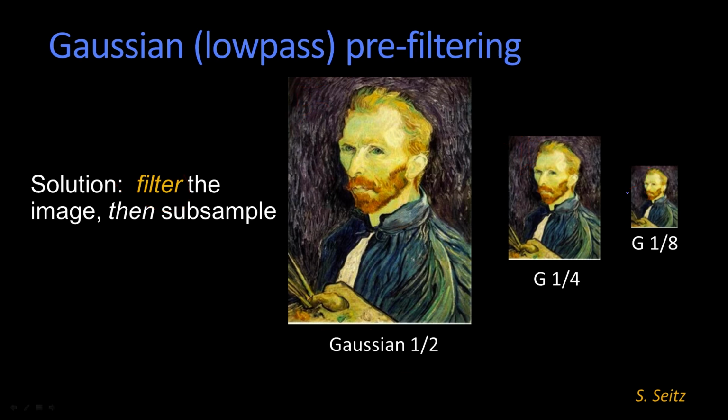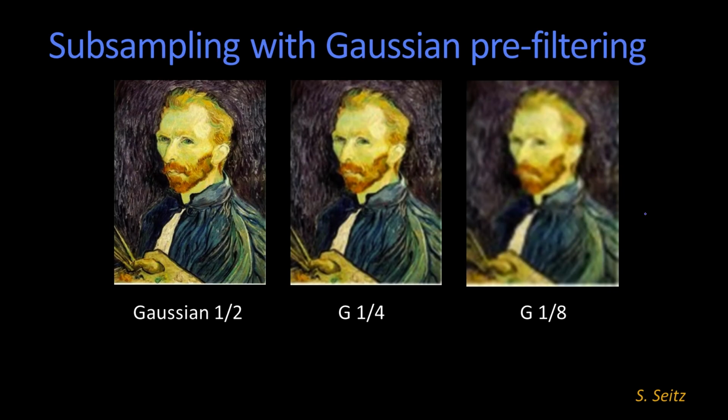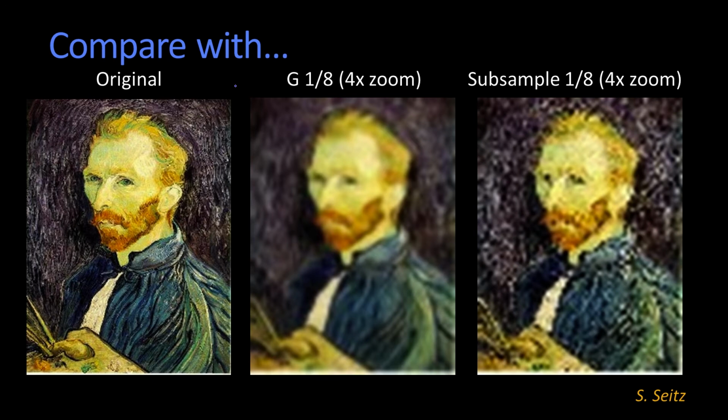When I do that and I blow up the Gaussian 1/8, you'll see that this actually looks pretty much like a blurry version of that. Compare this to what we did with the subsampling. So here's our original. Here is the Gaussian 1/8 4x zoom, and here is the subsample 4x zoom. And you can see that the Gaussian does a much better job in doing the reduction, and that's because it's been anti-aliased.